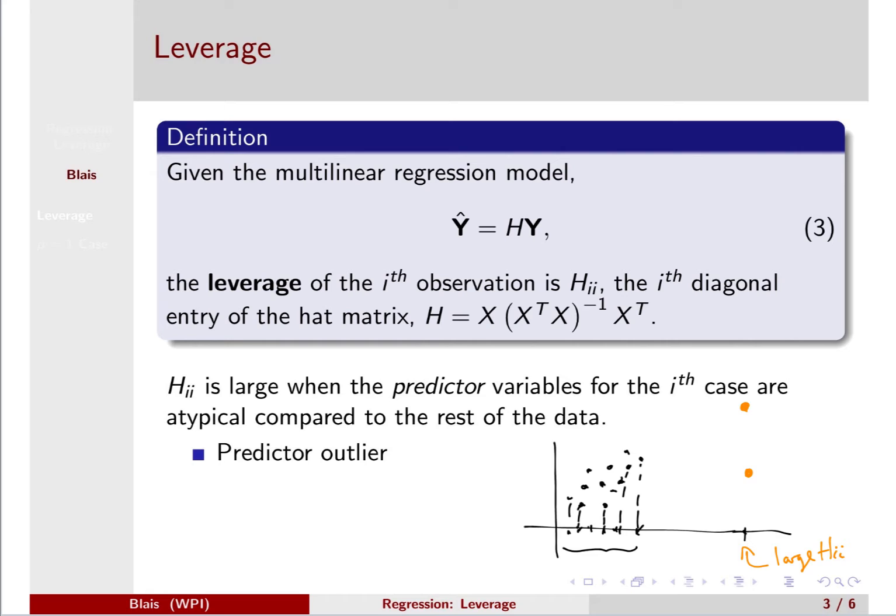And it's important to note that this high leverage is associated just with the observation of the predictor being atypical from the rest of the data. We will look at this issue of the response being typical or atypical for a high leverage point later in the next lecture. But for now, this is what that large leverage factor for the ith case would be picking up.